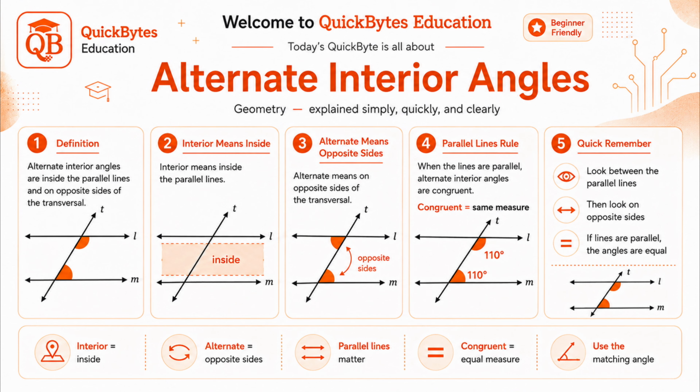Alternate interior angles are inside the parallel lines and on opposite sides of the transversal. The word interior means inside. The word alternate means opposite sides. So look between the parallel lines, then look for angles across the transversal from each other. When the lines are parallel, alternate interior angles are congruent. That means they are equal. So if one alternate interior angle is 110 degrees, the other alternate interior angle is also 110 degrees.